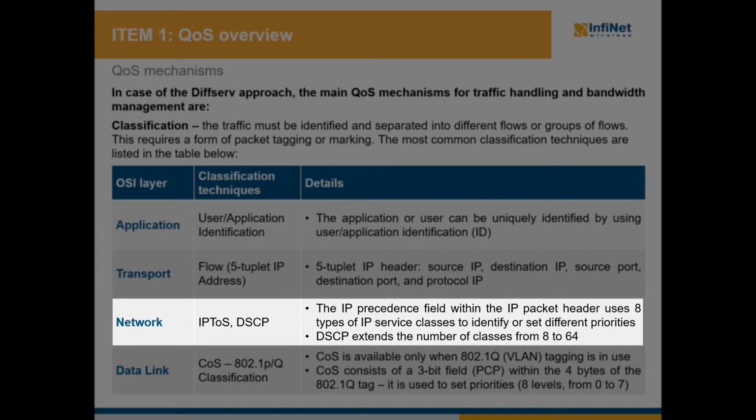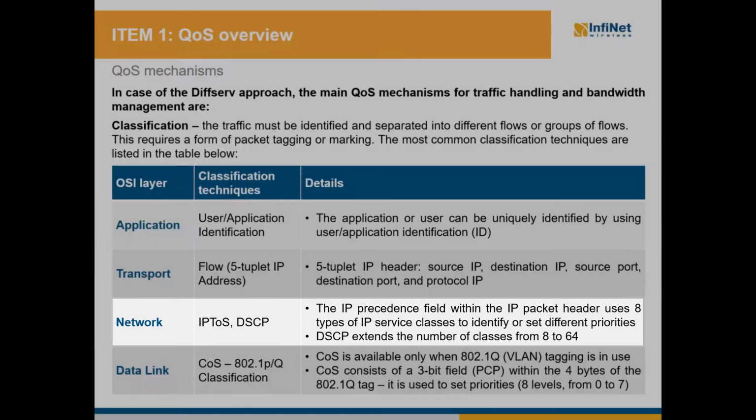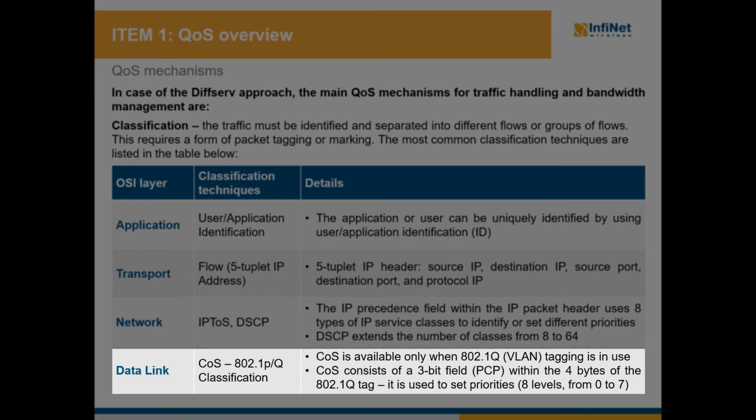IPTOS was later redefined as DSCP, and the priority classes were extended from 8 to 64 by using 6 bits instead of 3. And at the data link layer, the COS, or class of service field within the layer 2 header, is used to set priorities. COS is available only when .1q tagging is in use, and it consists of a 3-bit priority field within the 4 bytes of the .1q tag.